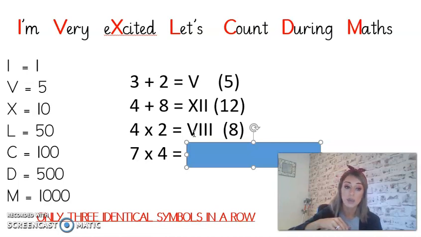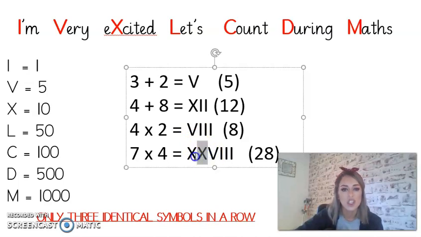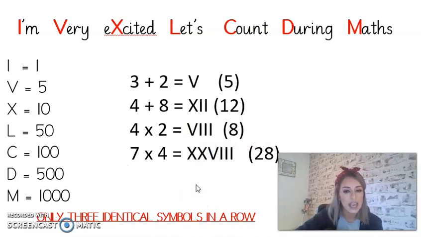And the last one, 7 times 4. Well, I'm going to use my tabling up. 7, 14, 21, 28. So it's 28, and I need to write the number 28 in Roman numerals. This is a really tricky one, okay? So, are you ready? Okay, so I knew my answer was 28. So I did my 2 X's, that's my 20. And then I did my 8, my 5 here, and 3 more. So well done if you managed to get that one. That one was really, really tricky.